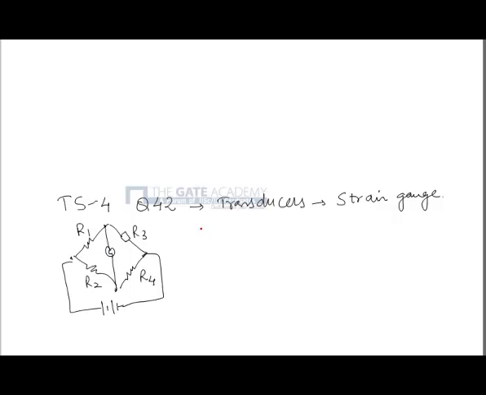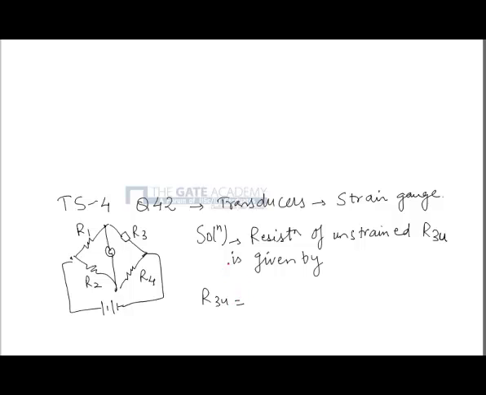Then if we go to the solution of this, we can say that the resistance of the unstrained gauge, that is when the force or pressure is not applied. So when it is unstrained, we denote it by R3U. U denotes unstrained. So it is given by R3U. It's a simple Wheatstone bridge formula, the way we solve a Wheatstone bridge, the ratio of the resistances. So it comes like this.